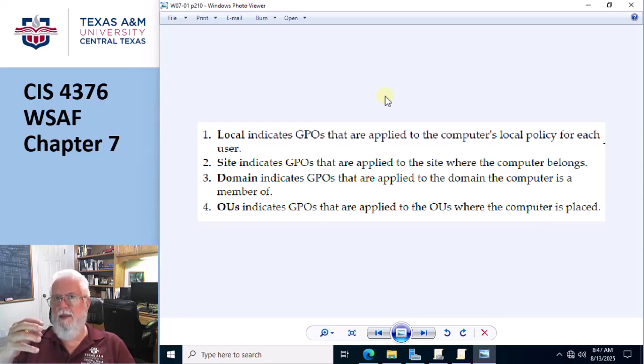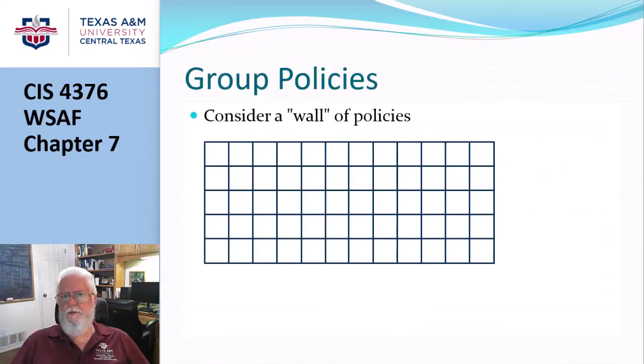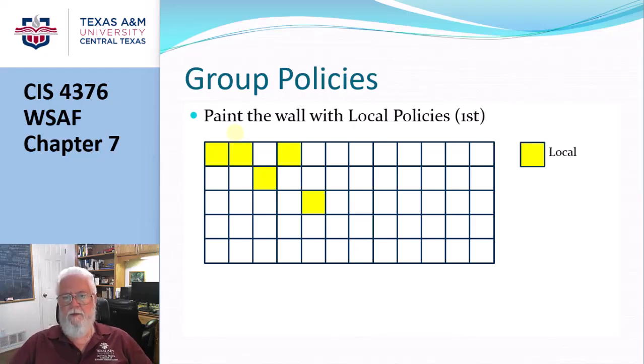So not only do I have to keep track of the inter-location order, I also have to keep track of this. Here's an easy way to explain it. I have some sort of wall I'm going to paint, and each one of these squares represents some sort of setting. The first coat of paint is yellow, and it's the local security policy. It doesn't have to cover everything, but it covers the things you want to cover.